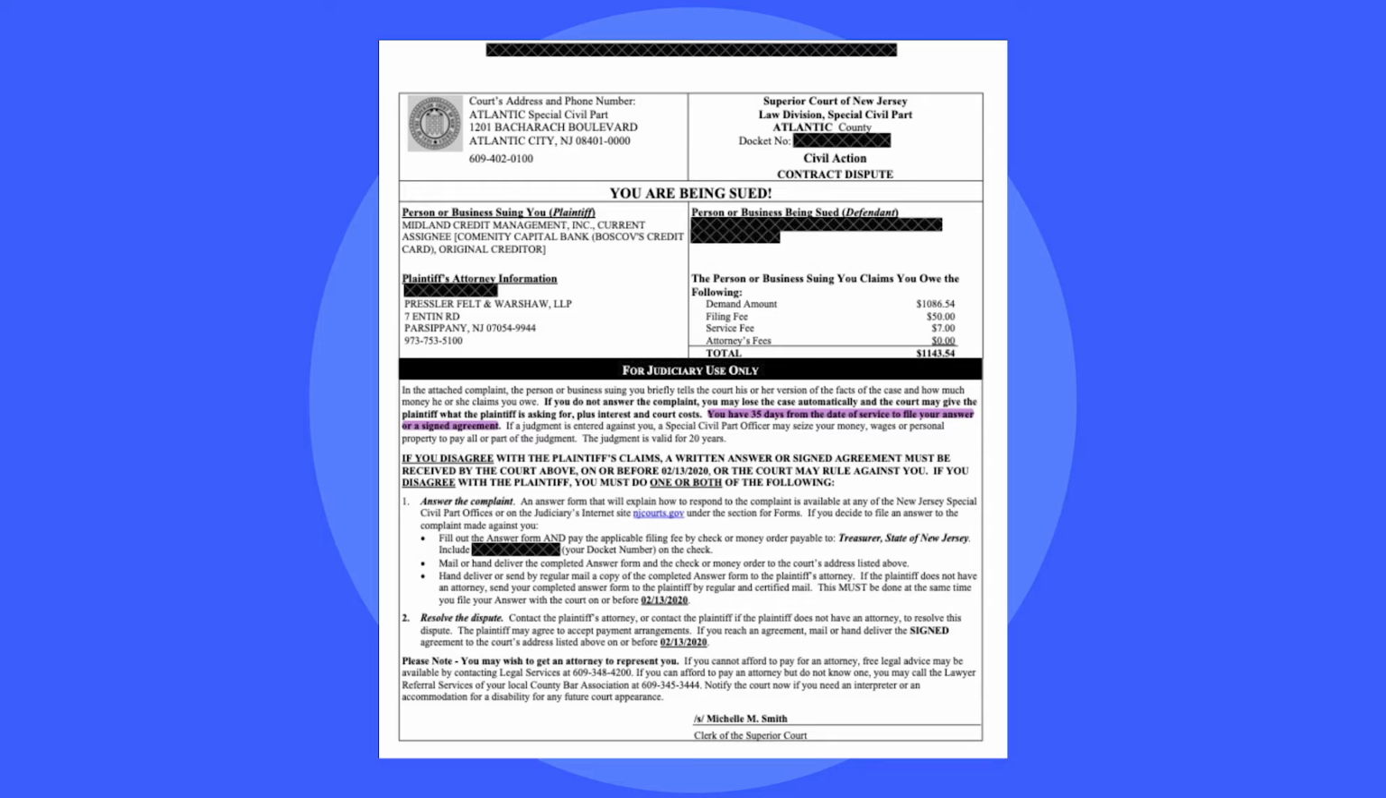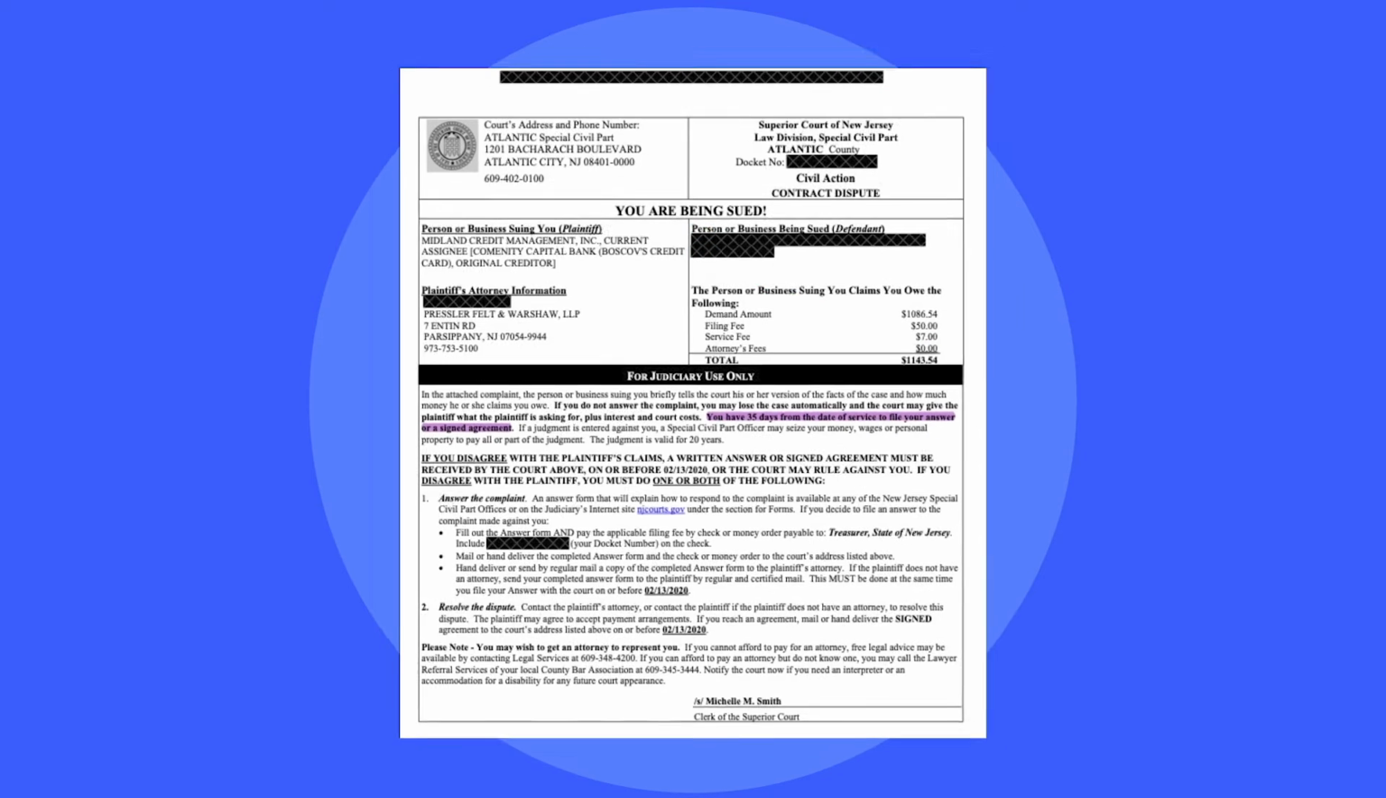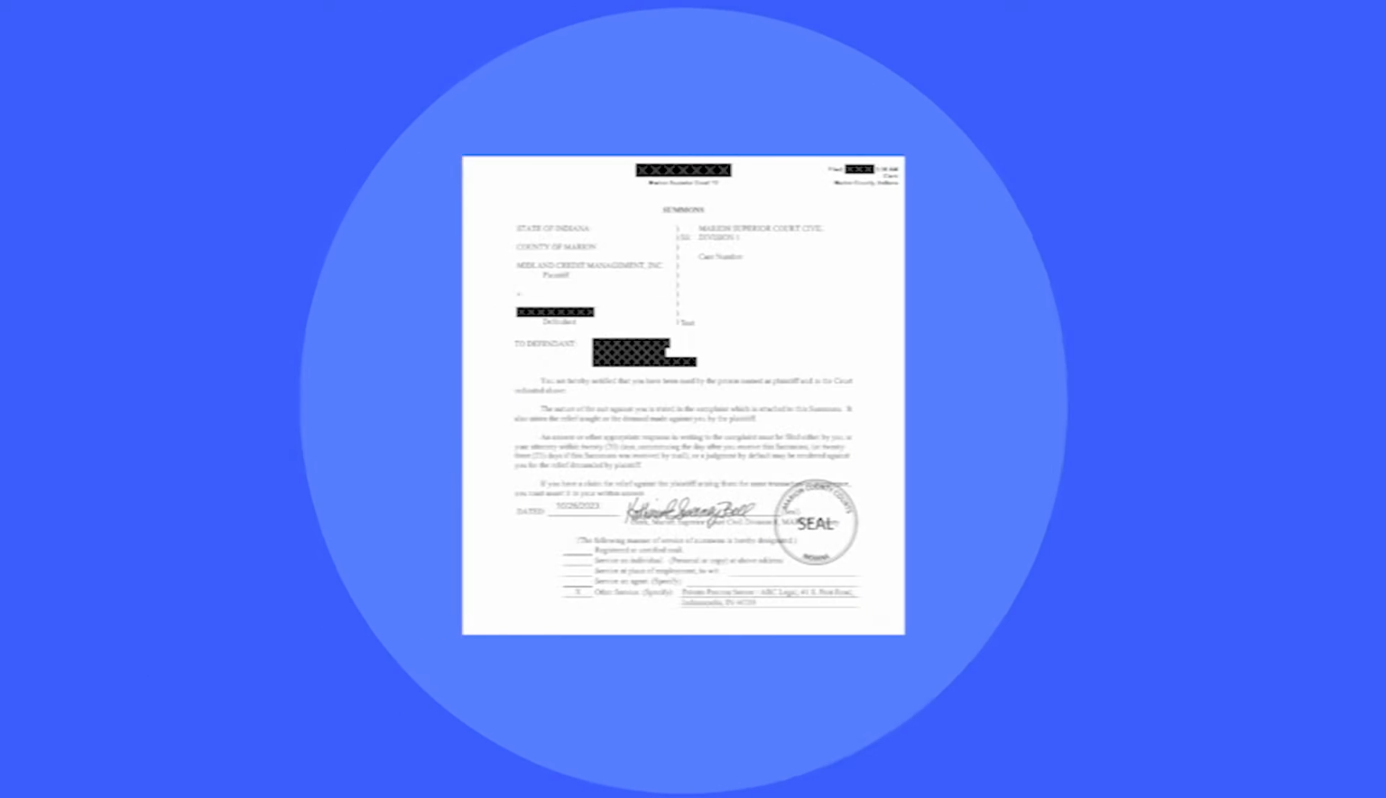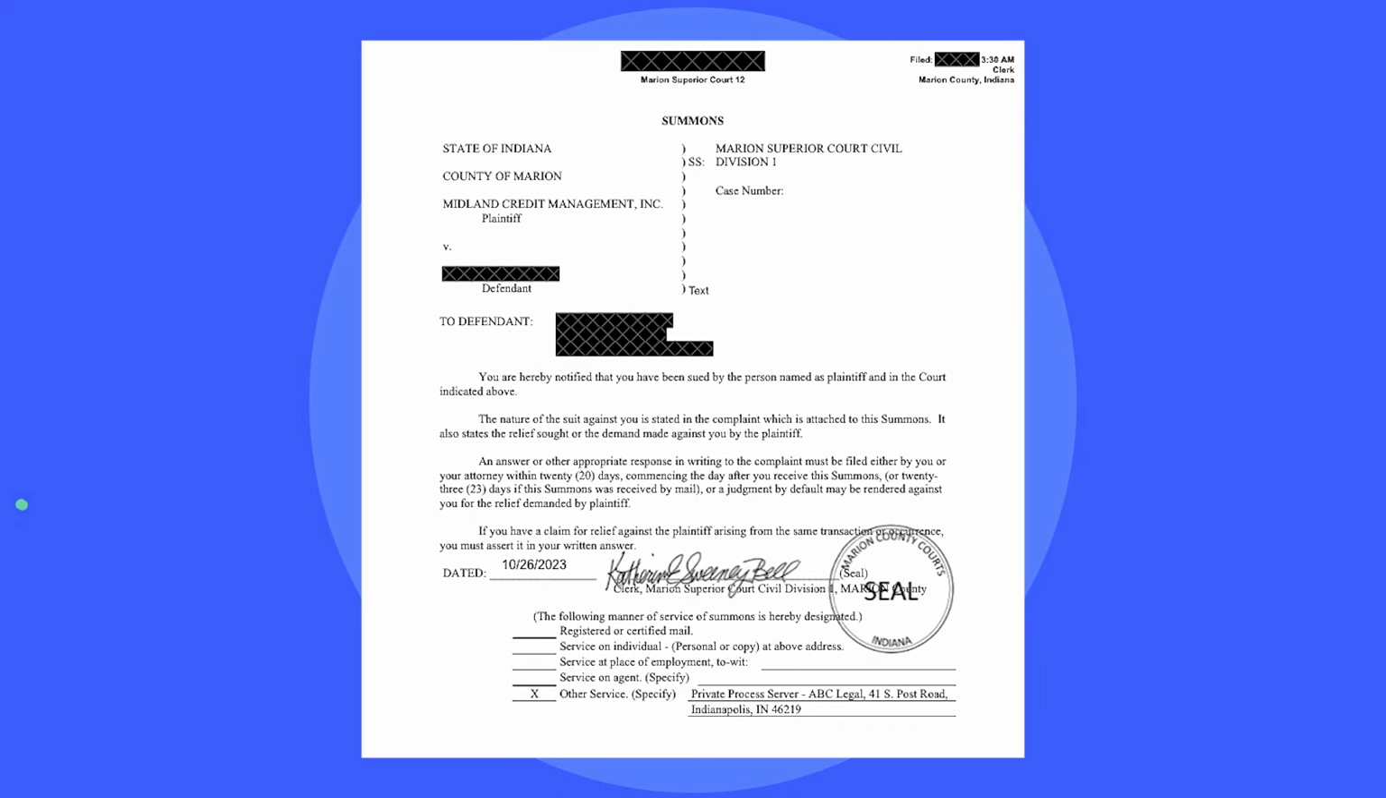Most courts, but not all, will also include a clear statement that you're being sued. For example, check out this New Jersey summons that clearly says, "You're being sued," in all caps at the top of the form. And some courts use more formal language to tell you that you're being sued. For example, this Indiana summons says, "You are hereby notified that you have been sued by the person named as plaintiff in the court indicated above."